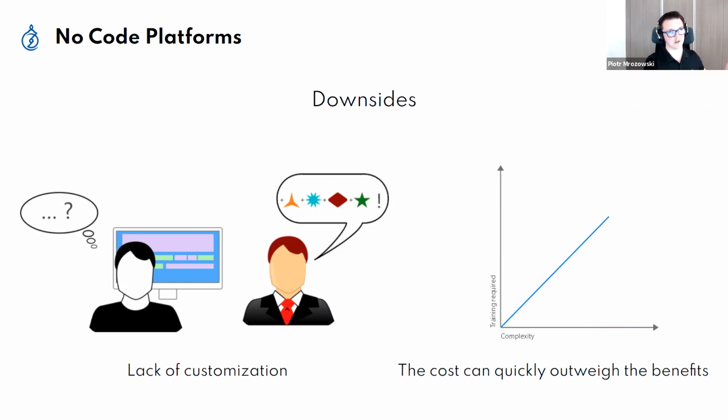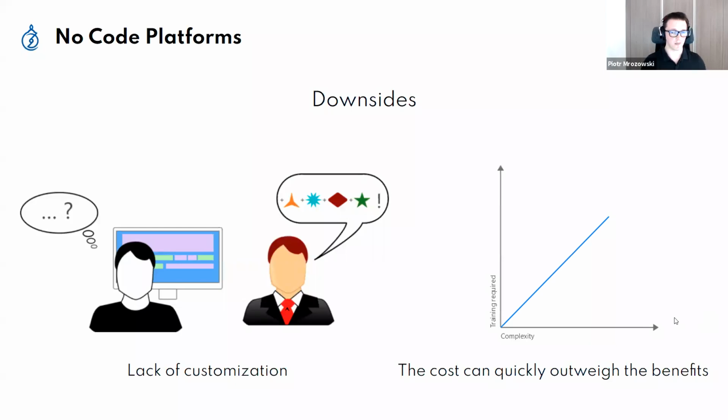In a custom solution, you can always add something, you can find a workaround. I mean, to an extent, in these you can as well, but it's really messy. It can get really messy. Also, the cost can, okay, maybe not so quickly, but it can outweigh the benefits.